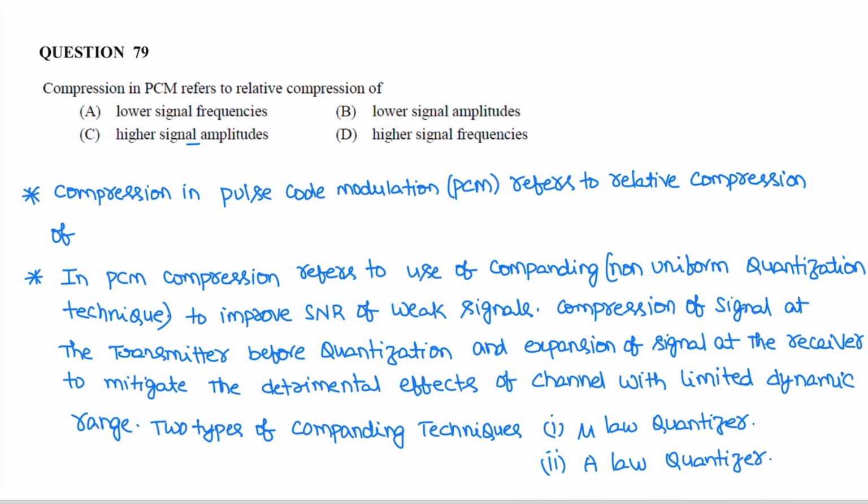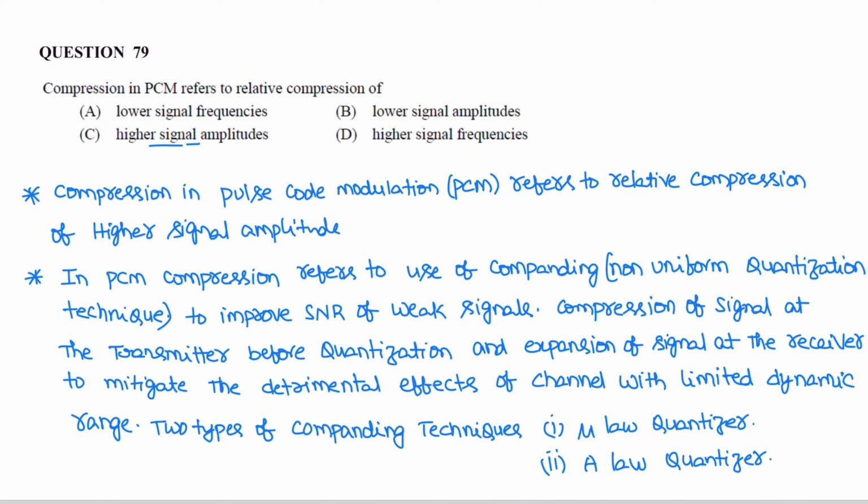Compression in PCM refers to the relative compression of higher signal amplitudes. In PCM, compression refers to the use of companding, a nonlinear quantization technique, to improve the signal to noise ratio of weak signals. Compression of the signal at the transmitter before quantization and expanding it at the receiver is to mitigate the detrimental effects of a channel with limited dynamic range.